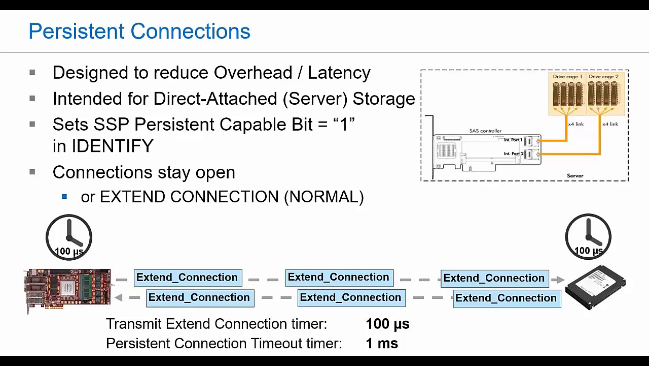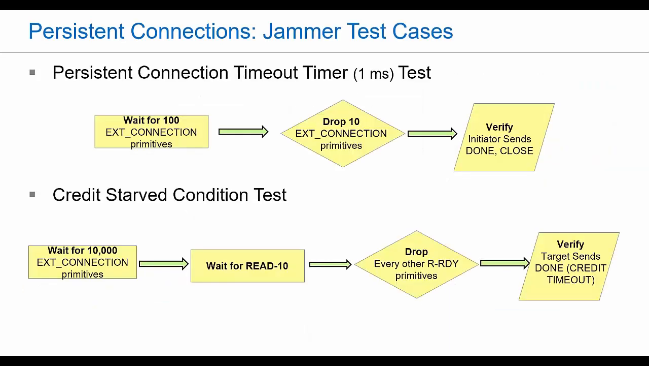So that's another important timer that you probably want to test. And so assuming that you have devices that support this, you'd want to test both of those timers. You could start by waiting for 100 extend connection primitives. Make sure the link is in this mode. Then you could remove the next 10 in one direction to kind of force the 1 millisecond timeout. You might have to play with the timing there a little, but you would want to see a done close within 1 millisecond of that last extend primitive.